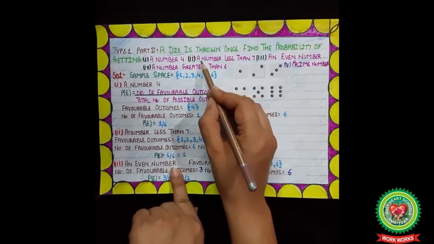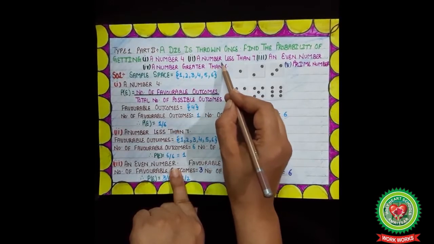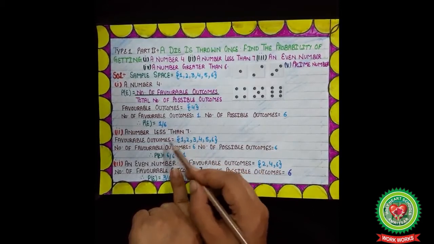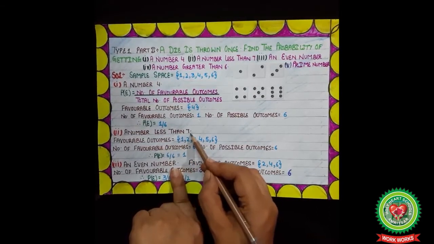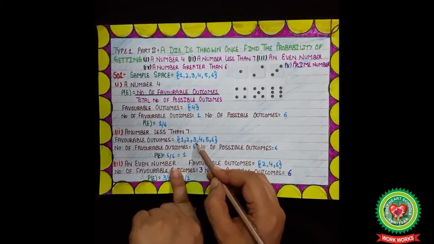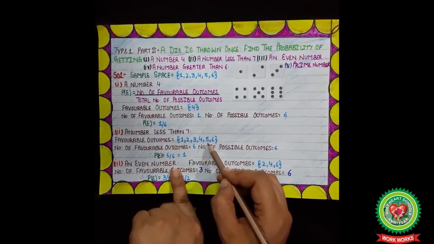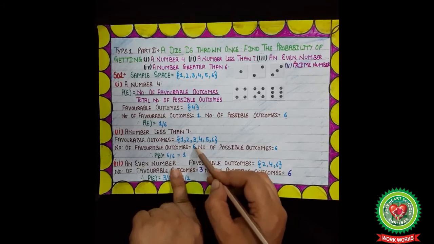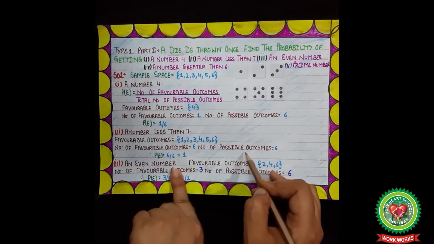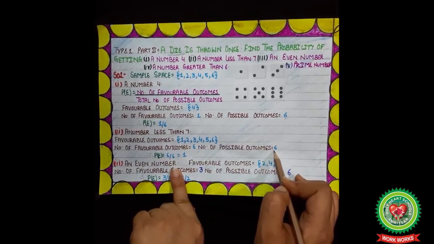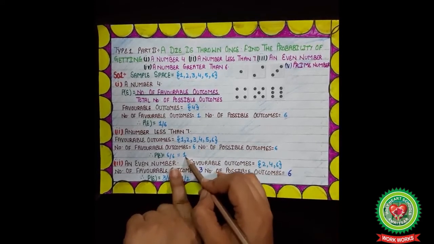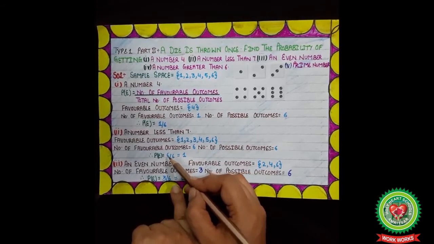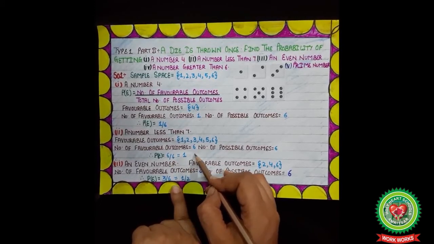Now come to the second part, that is a number less than 7. Write here favorable outcomes less than 7 are 1, 2, 3, 4, 5, 6, and number of favorable outcomes is 6. Also number of possible outcomes is equal to 6. Therefore P(E) is equal to 6 upon 6. After cutting we will get 1.